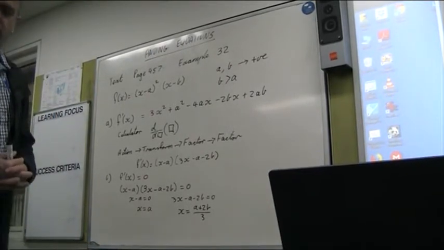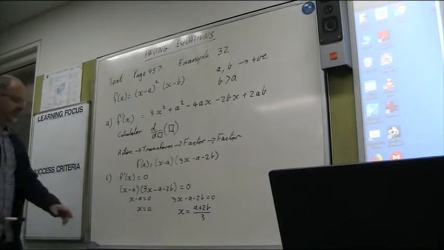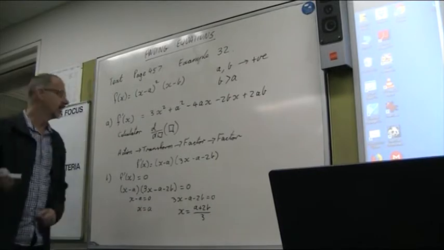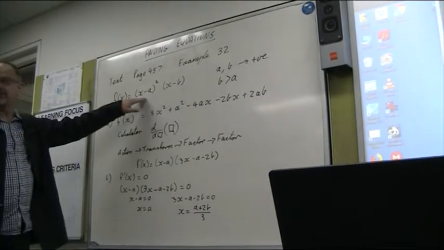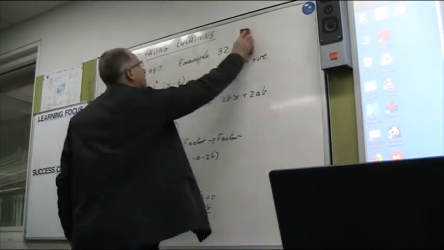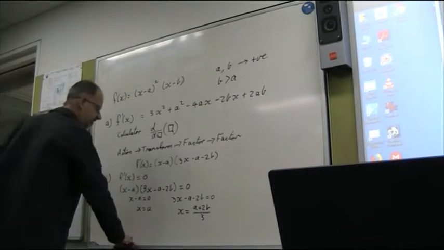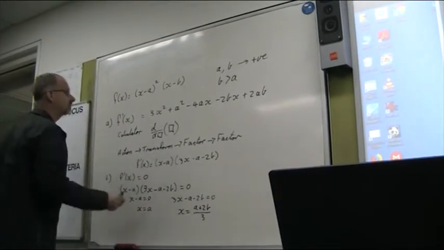It says find the coordinates of the stationary points. We've got two, so what do we now need to do with these? Put them in this one. Good idea. Alright, so we need the y values as well. When I ask for the coordinates, we need the x and the y.